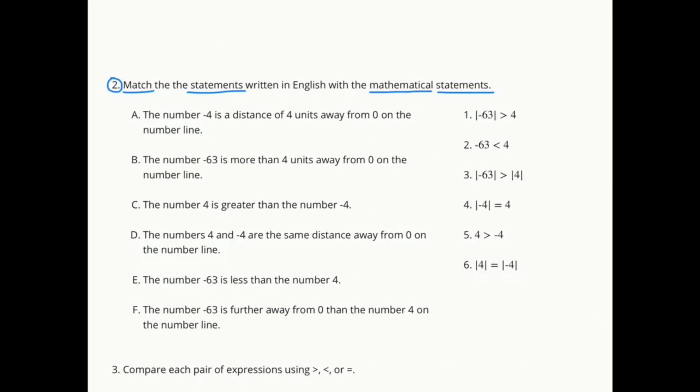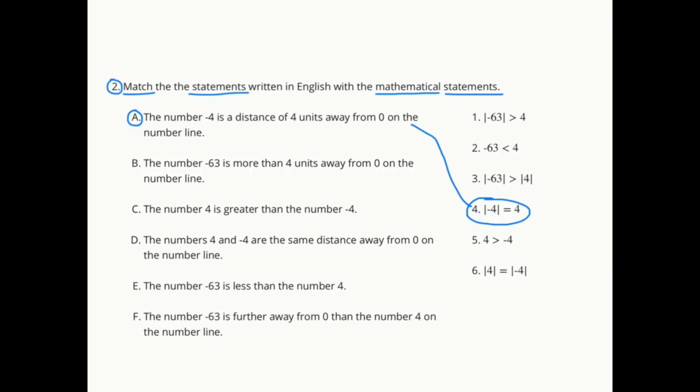Number 2. Match the statements written in English with the mathematical statements. A. The number -4 is a distance of 4 units away from 0 on the number line. That would match with number 4. The absolute value of -4 equals 4.